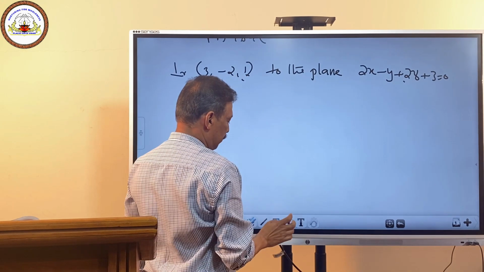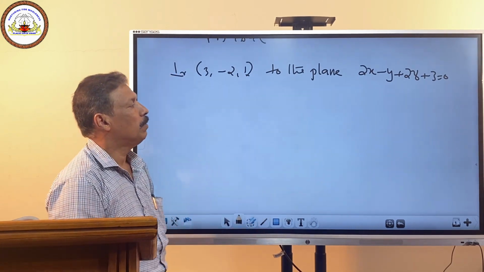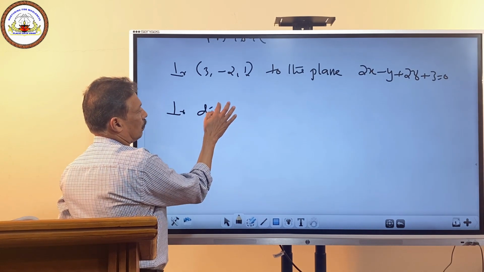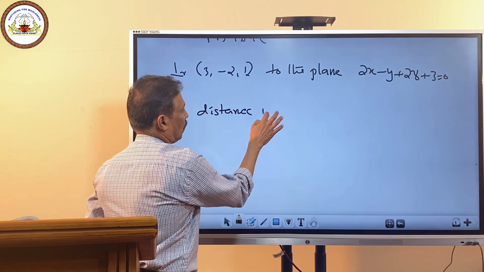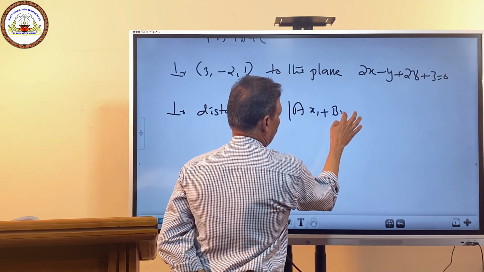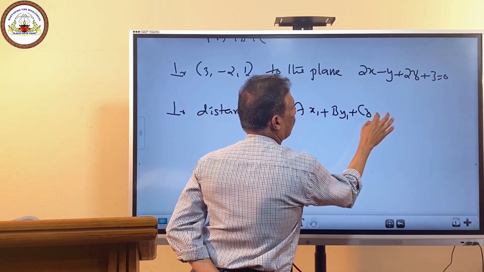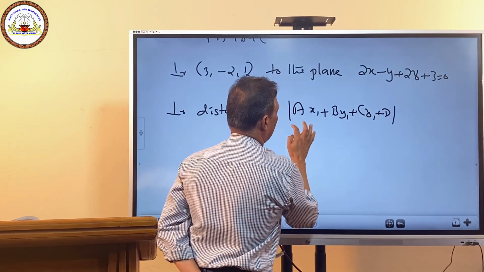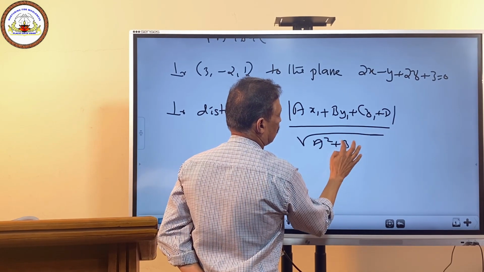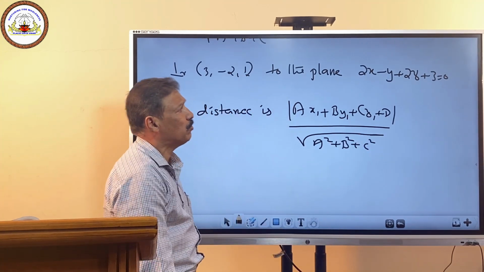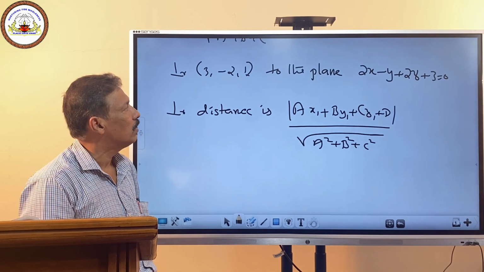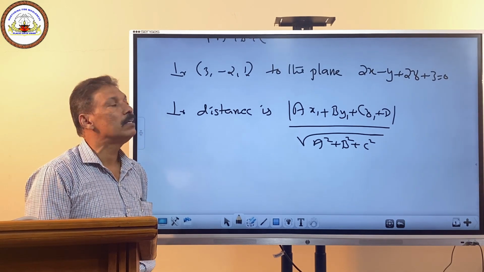Here, 3 on the left side. Our formula is: perpendicular distance is mod of ax1 plus by1 plus cz1 plus d divided by the root of a square plus b square plus c square. Simply x, y, z are replaced by the coordinates. So x is replaced by the x coordinate, y by the y coordinate, z by the z coordinate in the equation of the plane.